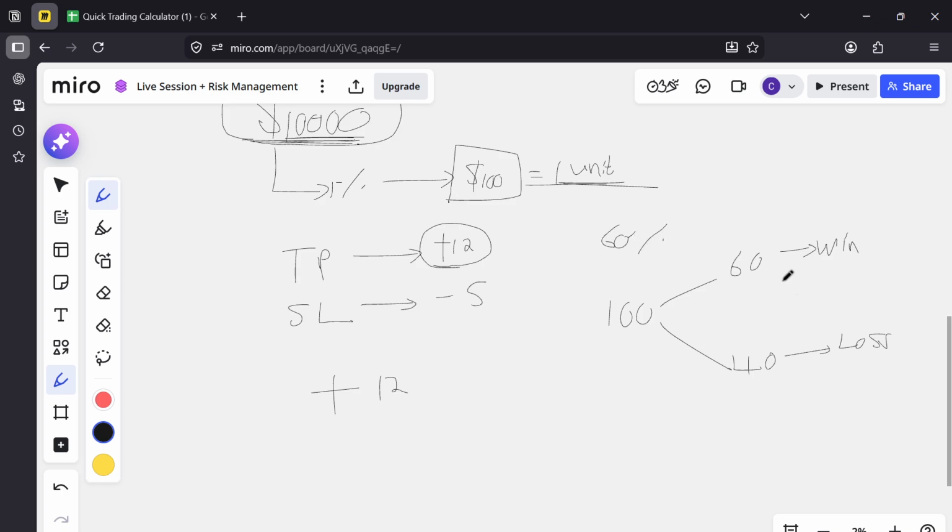Now look at this. If we're winning 60 sessions out of 100, you would take the plus 12 over here and multiply it by 60, and then multiply it by the 92%. This would give you your profit. So this would be the profit that you would make with this win rate.